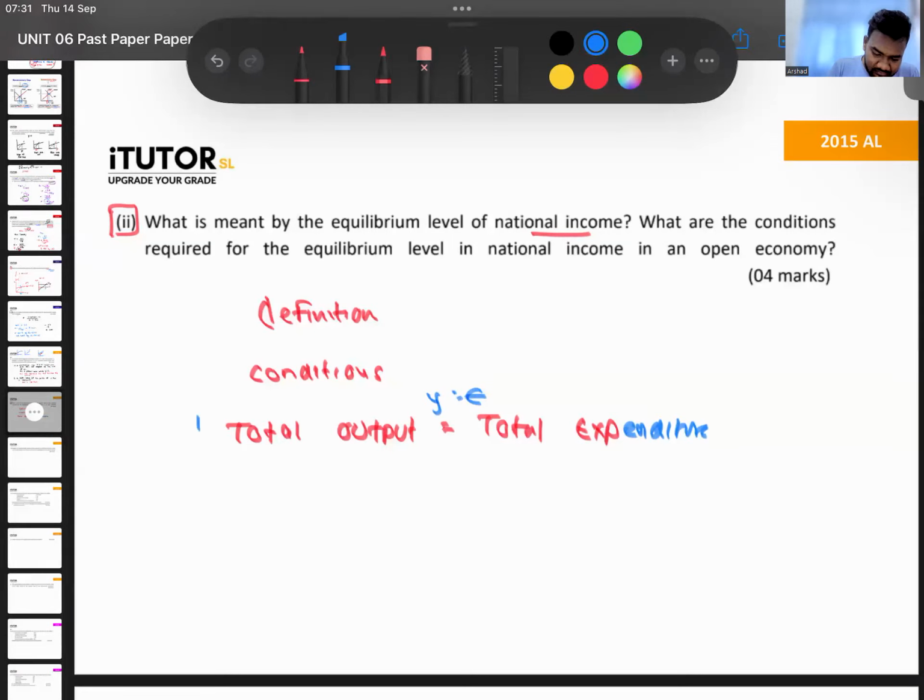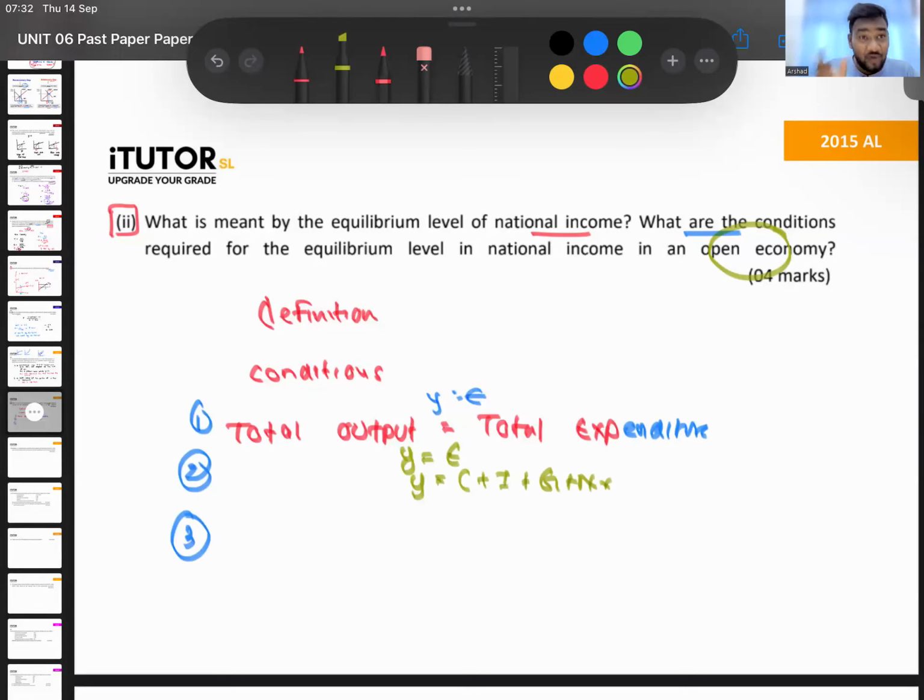And you can give those conditions. You don't have to explain the conditions also, because they're simply asking what are the conditions. You see, now this is something that you have to be mindful of, guys. They are saying what are the conditions required in an open economy. Why do you think they put that word? That means they want you to show what are the components. So when you say Y equals E, here you can say Y is equal to C plus I plus G plus NX. Write that, because they are asking for an open economy. So write that equation.